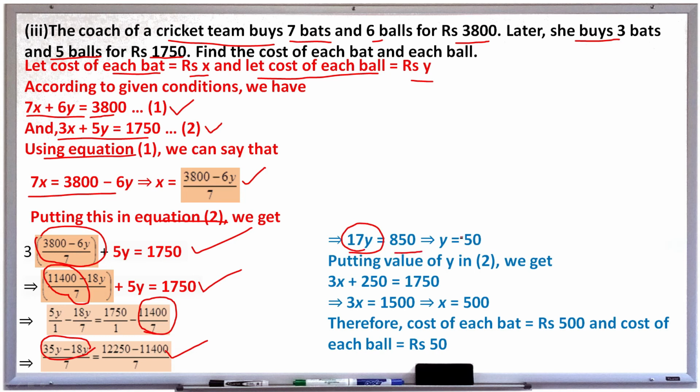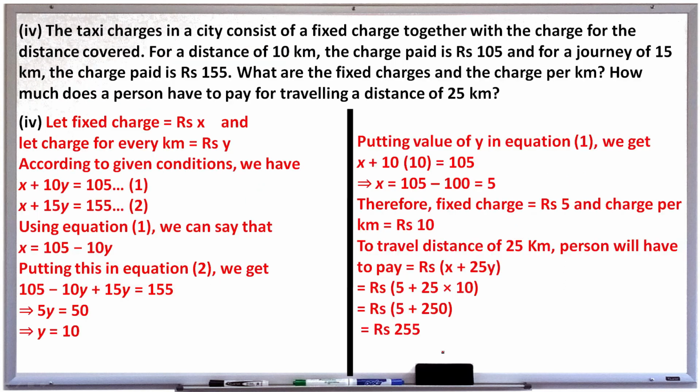Therefore y is equal to 850 divided by 17, you will get 50. So the y value we are getting is 50. Putting the value of y in equation number 2, we get x is equal to 500. Therefore the cost of each bat is 500 rupees and the cost of each ball is 50 rupees.